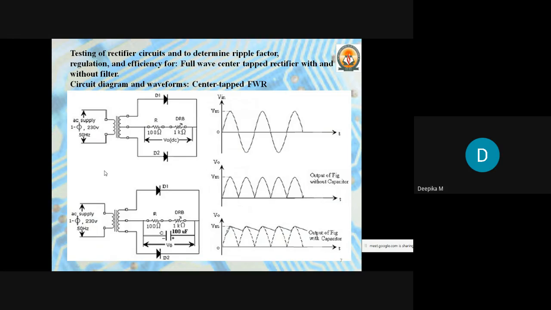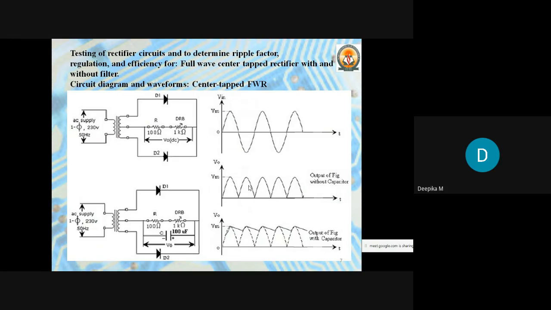So coming to the working of this circuit, what is actually the working of this circuit? During the positive half cycle, the diode D1 is forward biased and hence it conducts. Diode D2 is reverse biased and hence it does not conduct. Therefore, secondary current flows in this way, that is from the transformer to diode D1, then to the DRB, then to resistor R, then to the transformer again. So this is rectified.